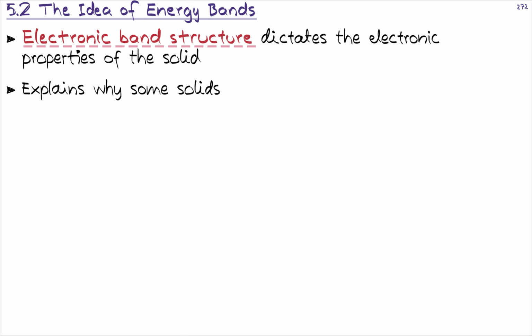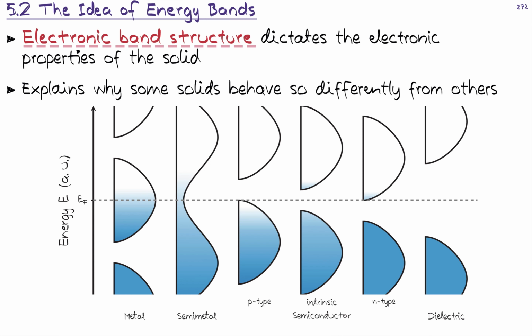So this is essentially what we will be learning and what we can then do in these upcoming lectures. We can then understand why some solids behave so differently compared to others with respect to their electronic properties. And this is a classical picture I'm trying to reproduce here. At the end of the next few lectures, we will understand the difference between, for example, a metal, a semiconductor and a dielectric.